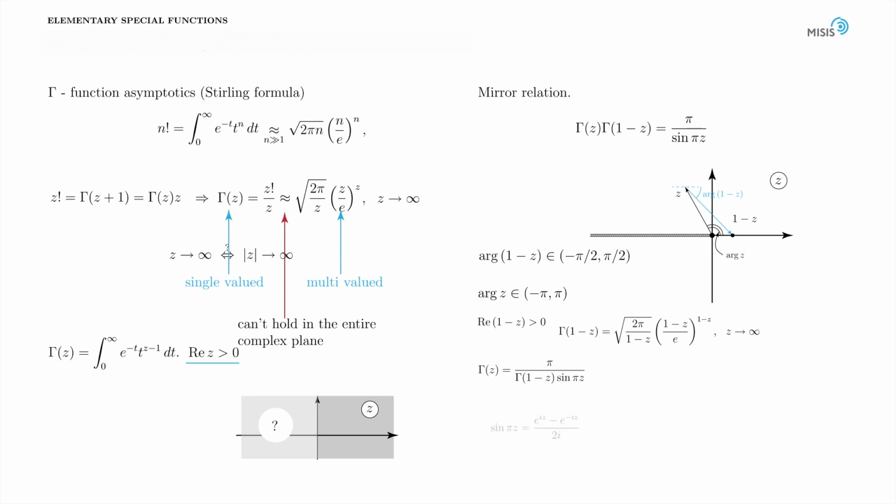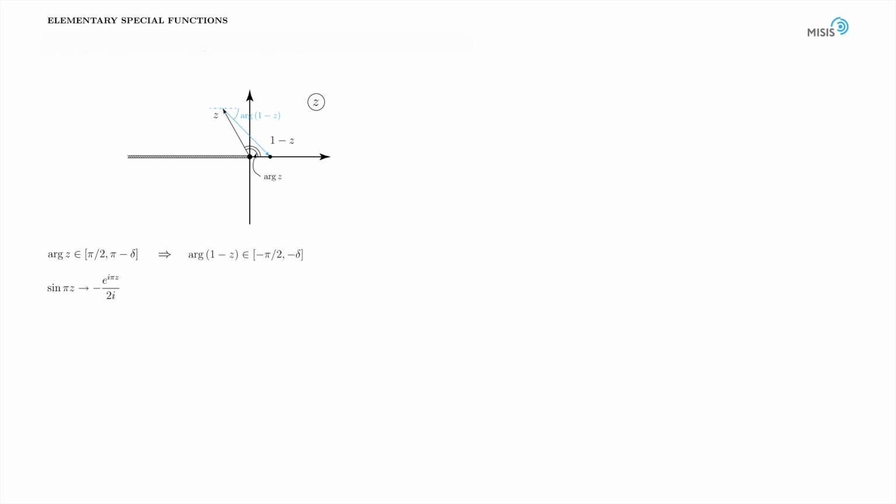Now let us simplify a little the sine term. We remember that it is composed of two imaginary exponentials. So when z is shifted upwards, the second exponential dominates. When z goes down, the first one becomes the leading one. Now let's see what is going to happen when the argument of z changes from pi by 2 to almost pi, meaning it's pi minus some small angle delta. Then the sine function is dominated by the second term. The argument of 1 minus z, in the meantime, sweeps the sector from minus pi by 2 to minus delta.